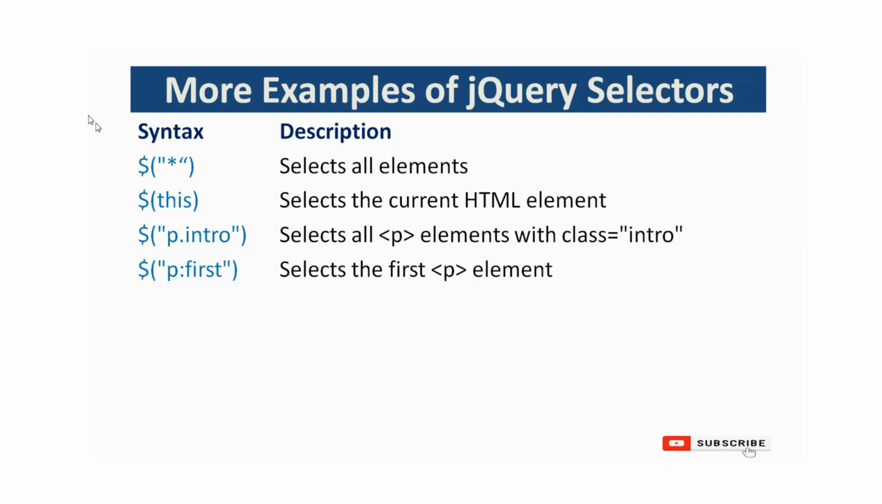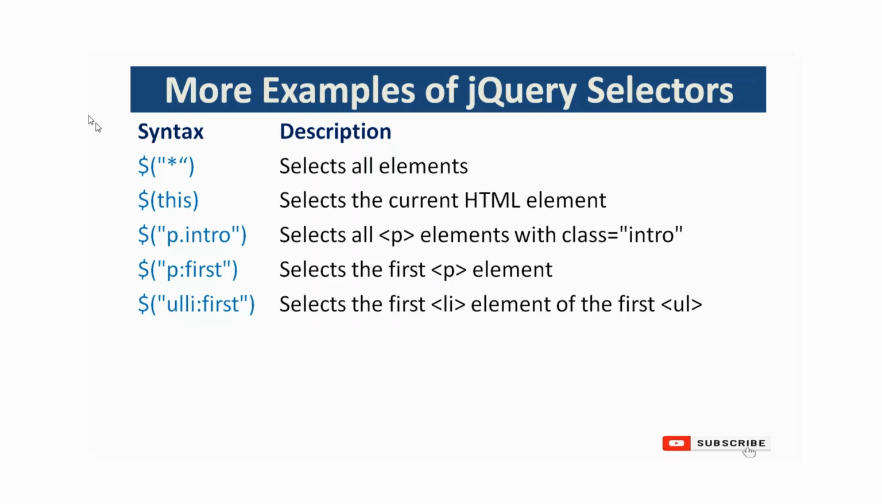And p colon first selects the first p element in the page. Let's say we have a number of p elements in the HTML. There may be a scenario where the first element might be a title that we need to do some color change on, or maybe a heading font change. Those we first identify using p colon first.